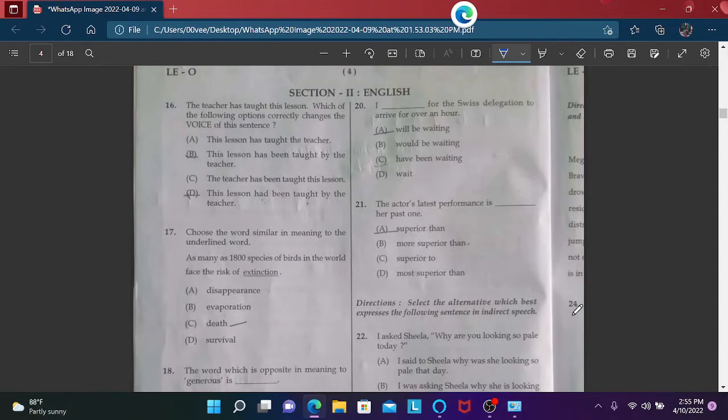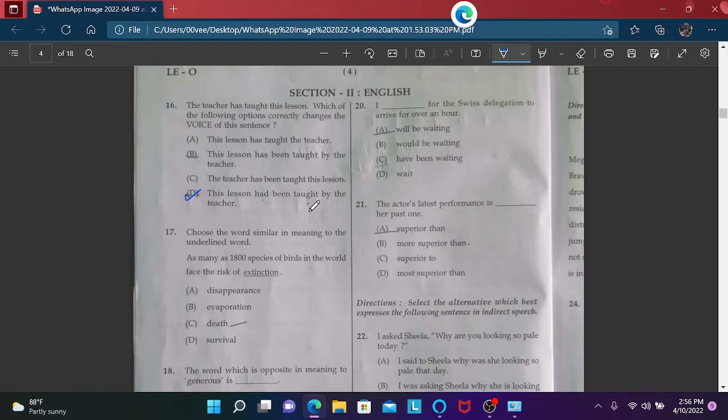First question, that is the 16th question. The teacher has taught this lesson. Which of the following options correctly changes the voice of the sentence? Teacher has taught this lesson. This lesson had been taught by the teacher. Option D.